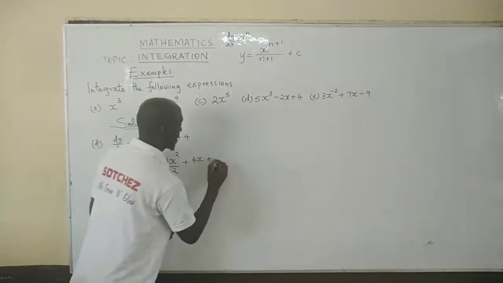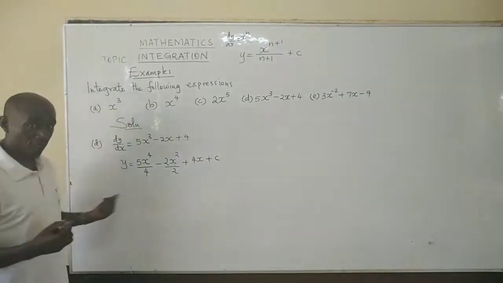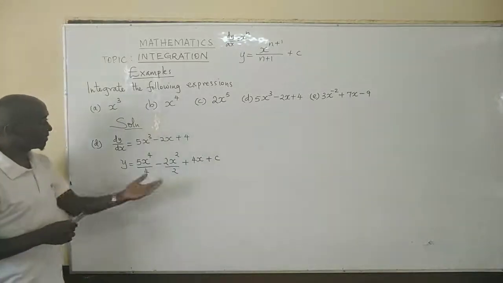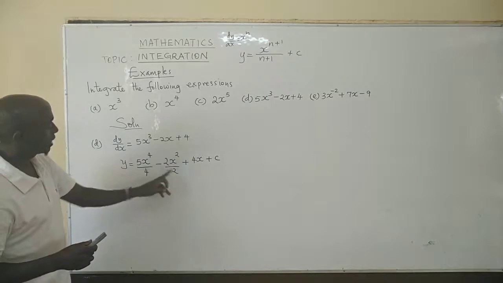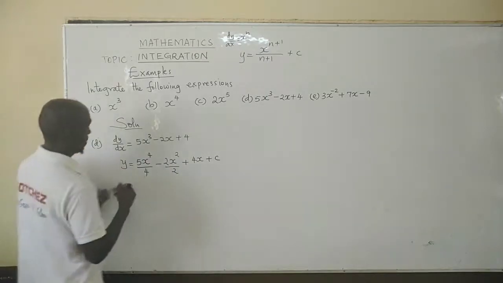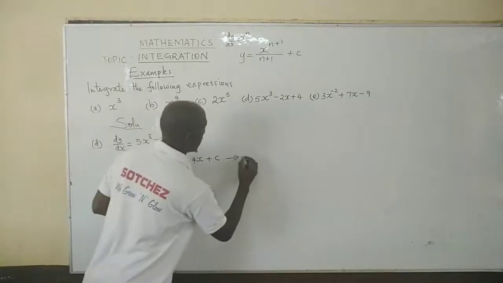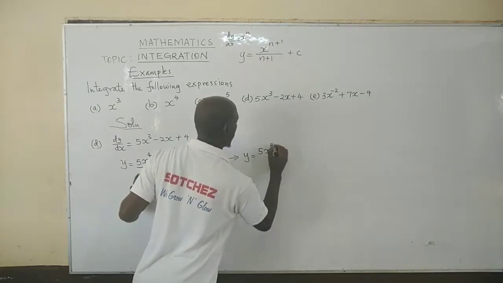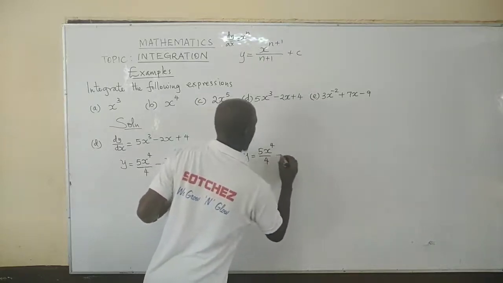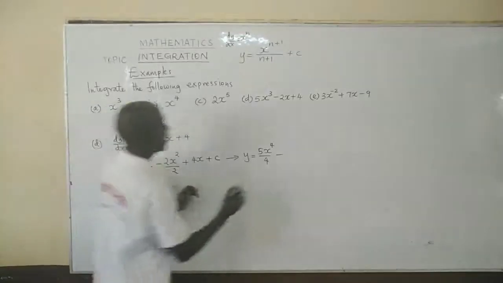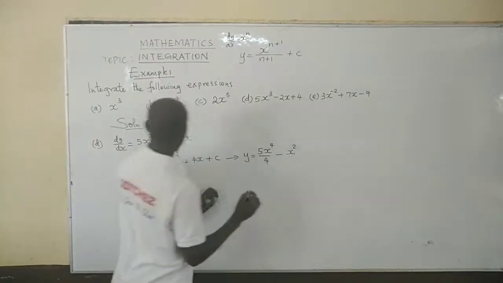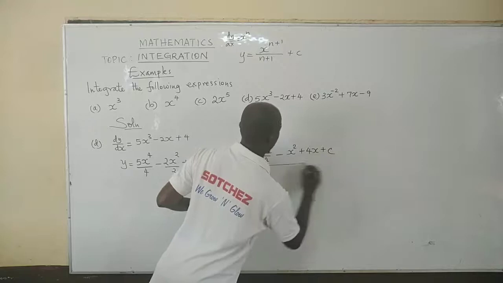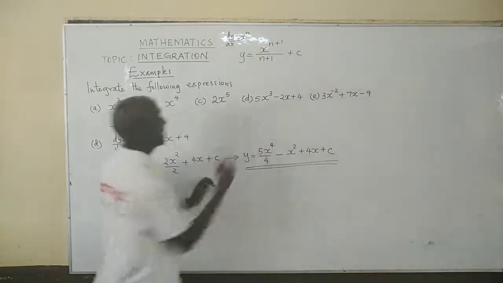Then don't forget plus c at the end. If we have a polynomial, the plus c should come at the end. Then simplify, especially here. These 2 will cancel with this. So we shall have y, let me write it here, equals 5x power 4 over 4 minus, these 2 will cancel with this, we remain with minus x squared plus 4x plus c. So that is the simplified answer to part D.